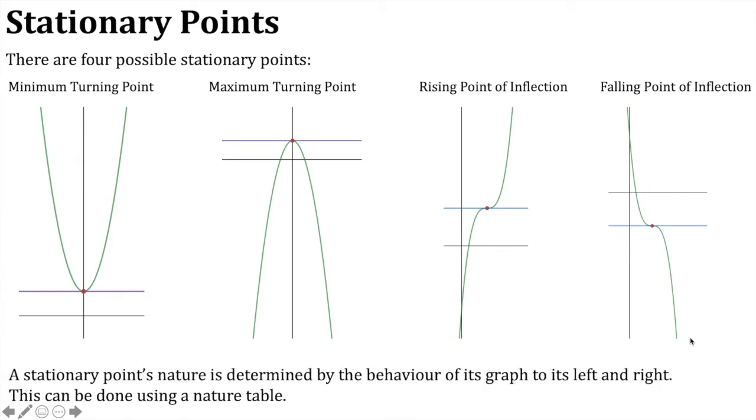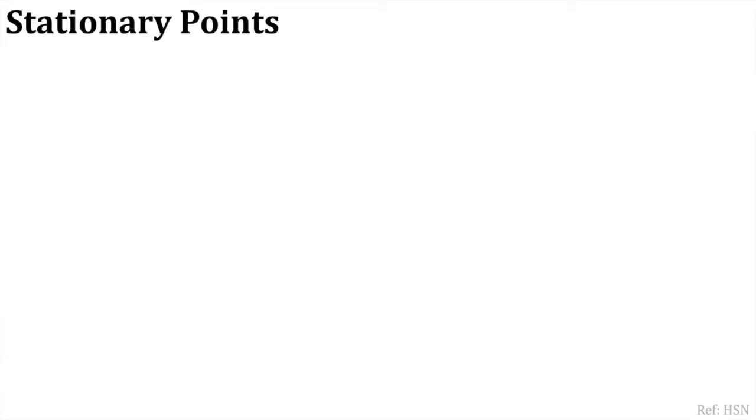And a stationary point's nature, i.e. is it a minimum turning point, maximum turning point, rising point of inflection, or a falling point of inflection, is determined by the behaviour of its graph to its left and right. So basically looking at the stationary point and seeing what's happening on either side. Is it increasing or decreasing, or increasing, increasing, or decreasing, decreasing? And we can look at those behaviours using a nature table. So what we'll do is we'll go in with an example and you'll see how to use the nature table, and I'll explain what I'm doing at the time.